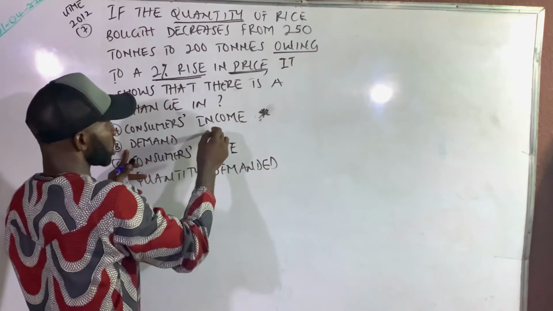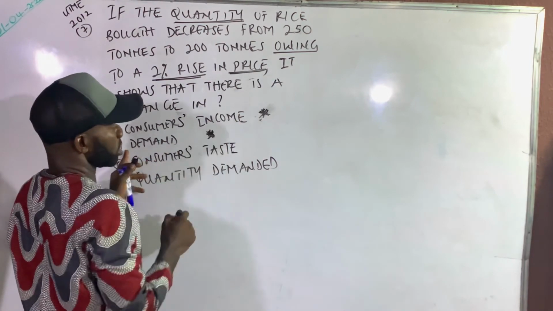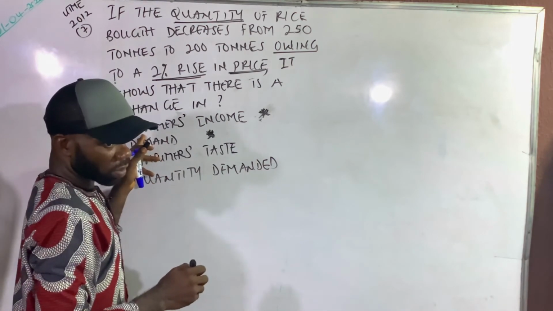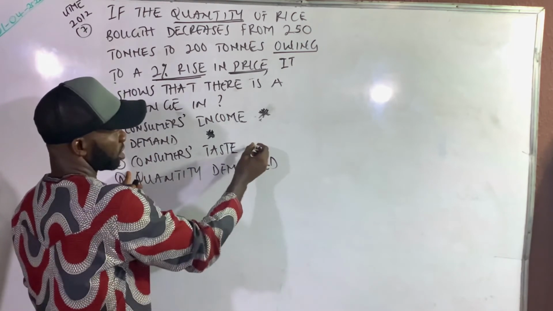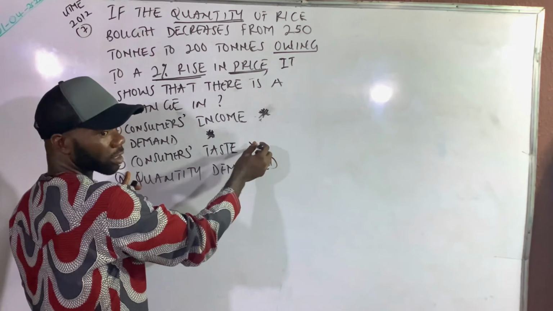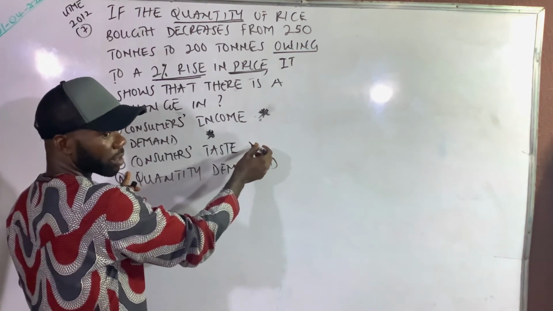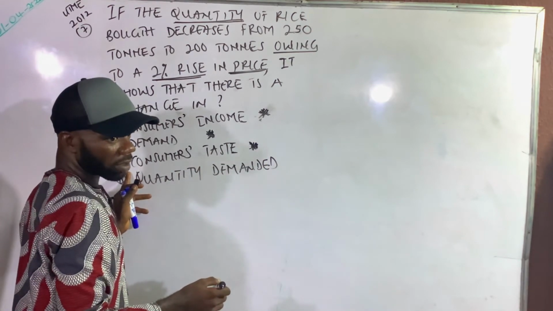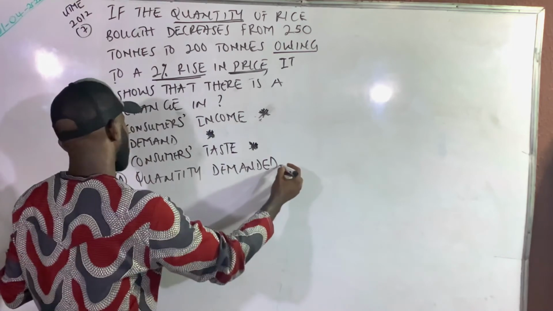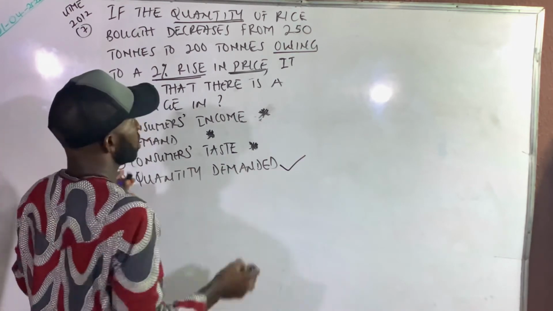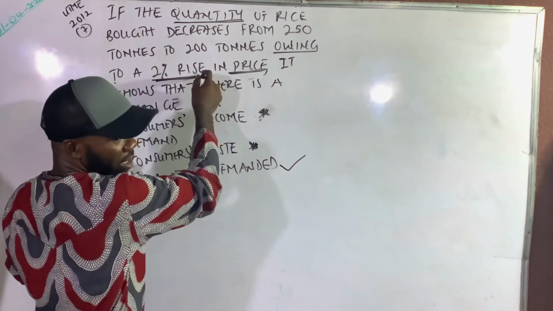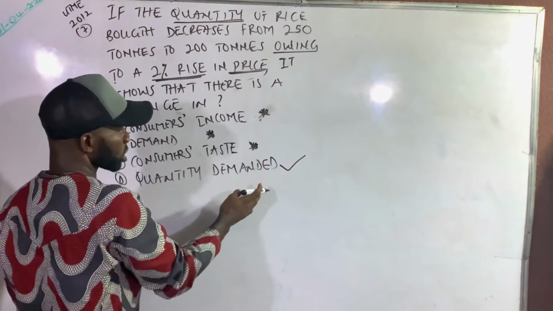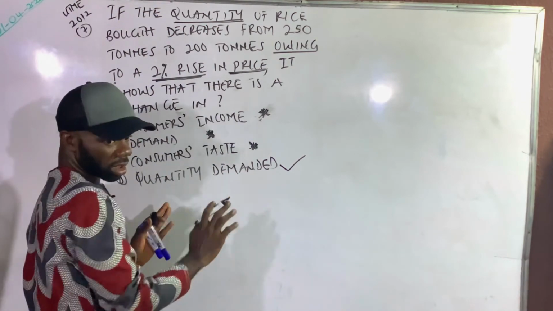So it cannot work with change in demand because this is determined by other factors affecting demand, where consumers' income is one of them. The third option is consumers' taste. It is also a factor under change in demand because it is among the other factors affecting demand apart from the price of the commodity. So the only answer that can be correct is quantity demanded, because price rose by 2%, which made quantity change. And when price determines quantity, we're dealing with what? Change in quantity demanded.